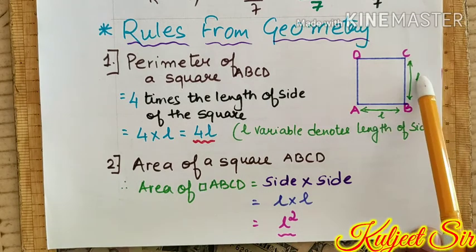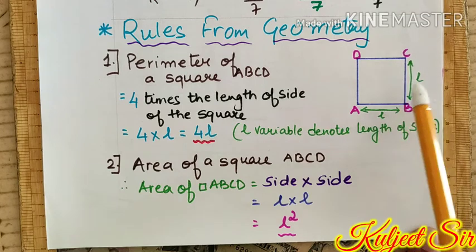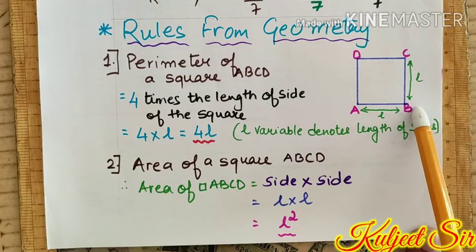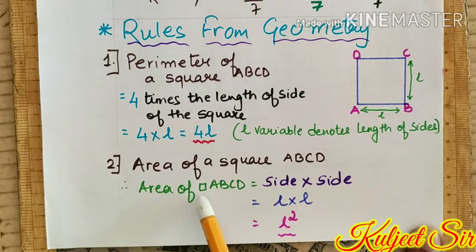Side multiplied by side. All the 4 sides are the same. So we'll be taking one side and the other side when we calculate the formula. The length part and the breadth part, they both remain the same. So area of a square ABCD will be side into side, or in place of side we can write first L, then the second L, and then we multiply the 2.